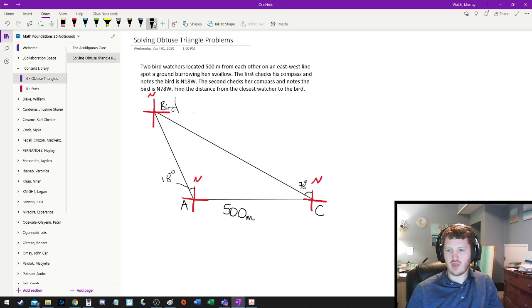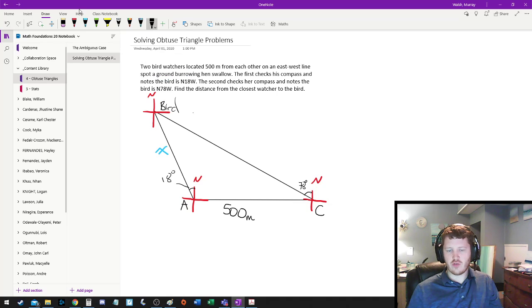Okay, not the angle inside the triangle. We don't know that yet. What they're saying is north 78 east, this line is 78 degrees from north towards west. So that means this angle on the outside between north and west is 78 degrees. The question is asking for the distance from the closest watcher to the bird, or the distance AB. So let's put in blue and put an X here because that's what we're looking for.